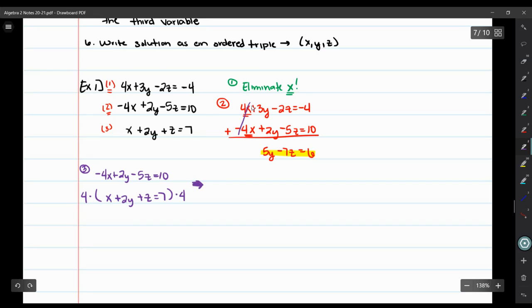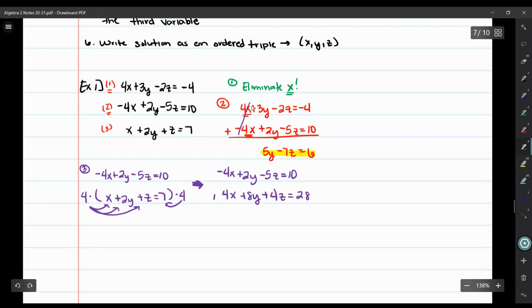So let's see. The top equation is not changing. So negative 4x plus 2y minus 5z equals 10. That didn't change. But the bottom equation, 4 times x makes 4x. 4 times 2y makes 8y. 4 times z makes positive 4z. And then equals 7 times 4 makes 28.